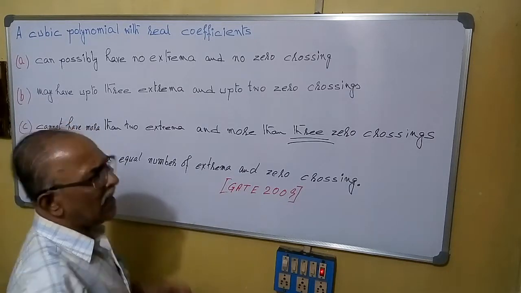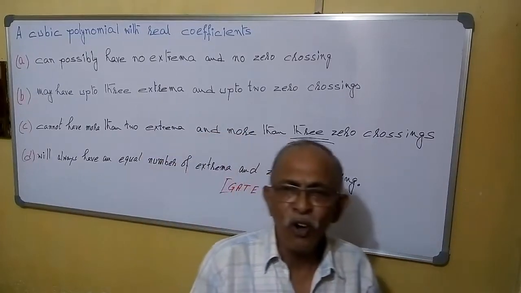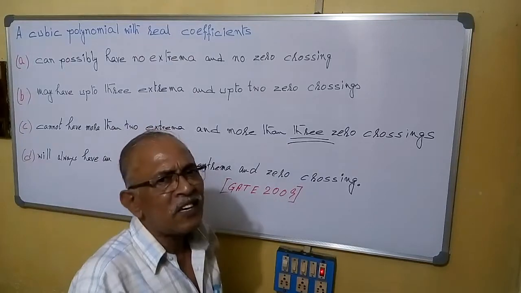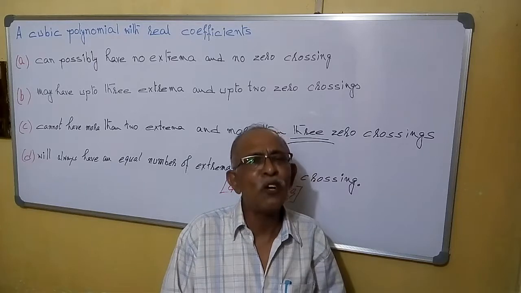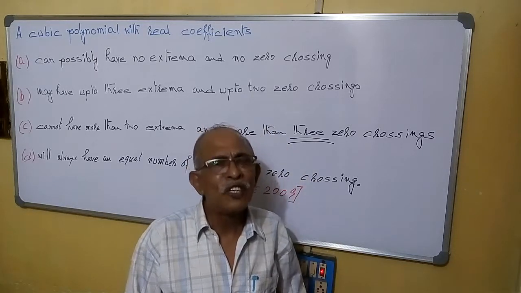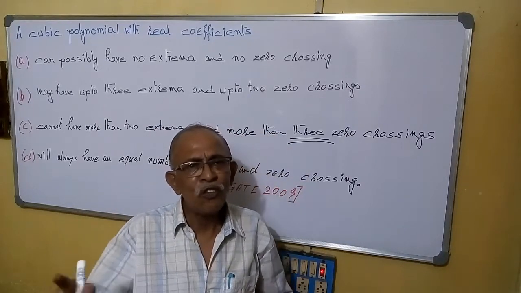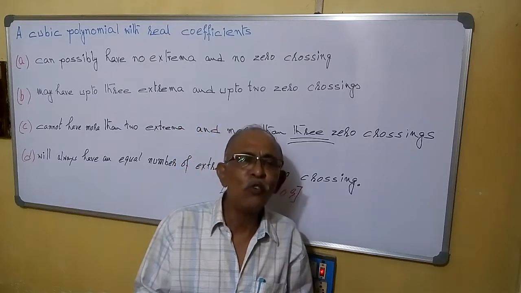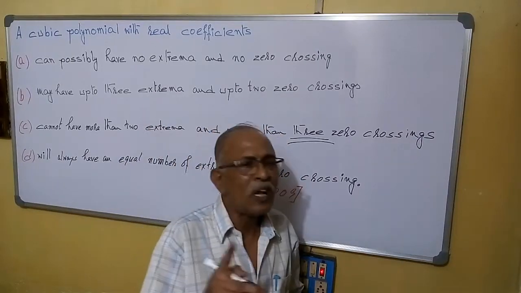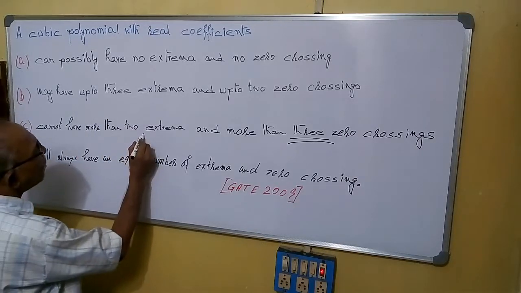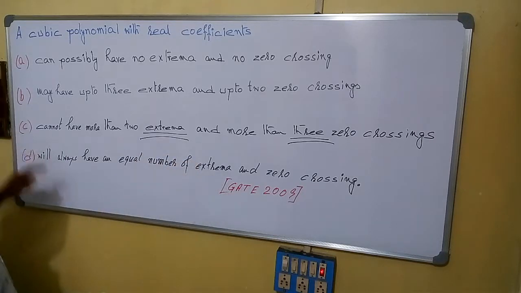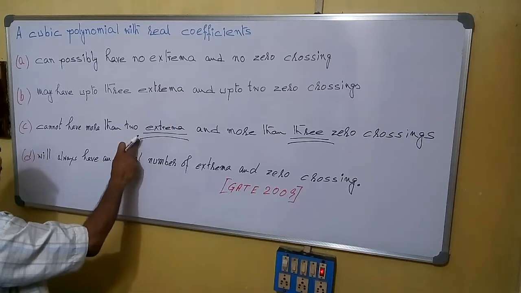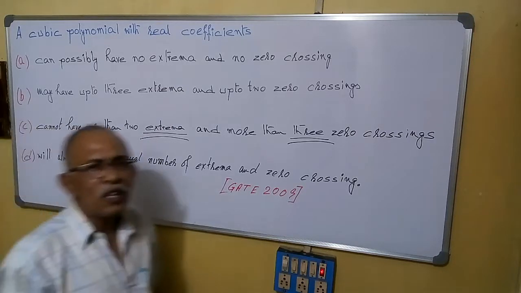Now for extrema, extrema means either maxima or minima. You are knowing for extrema, f dash x, where f(x) is a cubic polynomial, so f dash x, you are knowing without doing that it will be a quadratic polynomial. A quadratic polynomial can have 2 zeros. In other words, it can have 2 roots. Those 2 roots may be real, may be imaginary, but it cannot have more than 2 roots. So cannot have more than 2 extrema. So this is the only possible option. Because can possibly have no extrema and no zero crossing, it's not possible. So this is the only option we have to choose from here without doing anything.